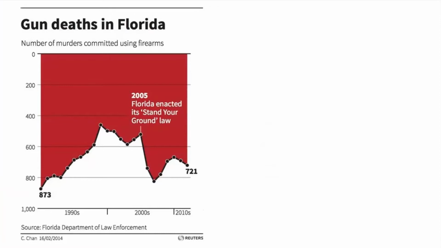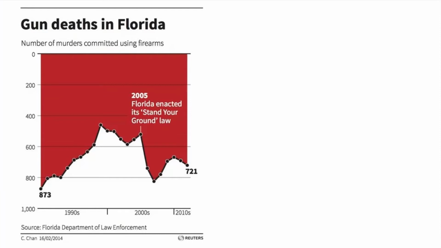So 2005, Florida enacted its Stand Your Ground law. And just looking at this, it seems, okay, after they've introduced this law, then the numbers of murders have dropped. So the law must have been a good thing. It must have been a success. But what actually is going on, if you check the horizontal axis, is the horizontal axis has actually been flipped, and the axis actually goes down.